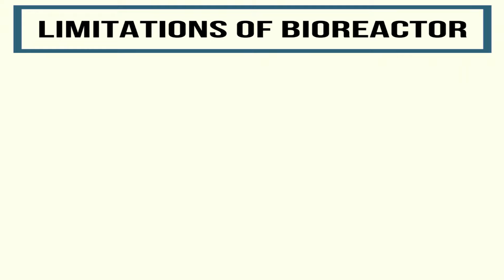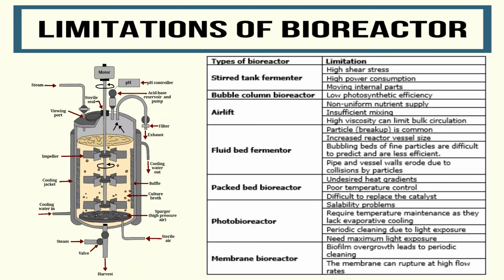Stirred tank fermentator limitations are: it has high shear stress, high power consumption, and moving internal parts. Whereas bubble column bioreactor has low photosynthetic efficiency. Airlift has non-uniform nutrient supply, insufficient mixing, and high viscosity can limit bulk circulation. Fluid bed fermentator has particle breakup is common, increased reactor vessel size, bubbling beds of fine particles are difficult to predict and are less efficient, pipe and vessel valves erode due to collision by particles.